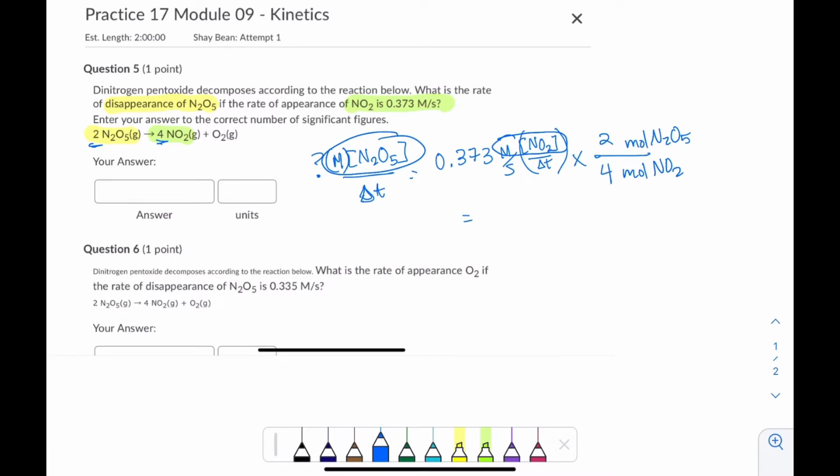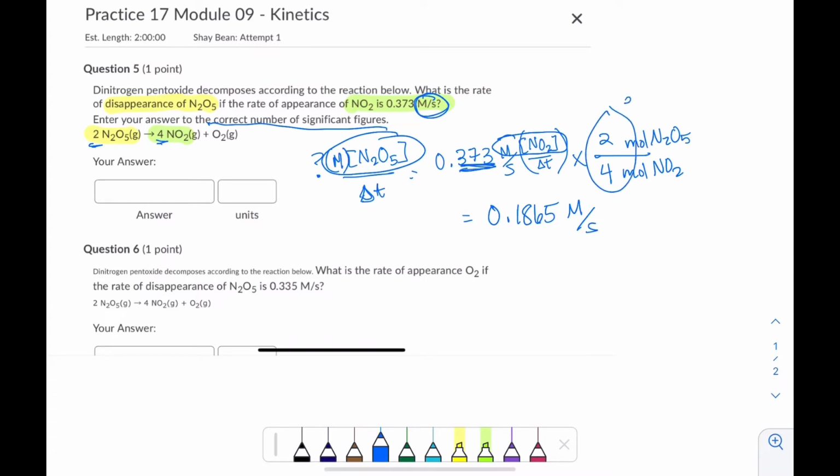Be sure you're doing it along with me. 0.373 times 2 divided by 4 equals. So that is the molarity per second, because that's the units we're expressing this rate in. Whether it says appearance or disappearance just has to do with whether it's talking about a reactant or product. Don't worry about that. Don't worry about the sign. Give some thought to the sign in the lecture videos, but we can just ignore all of that. And we want the correct number of sig figs. This guy has 3 sig figs.